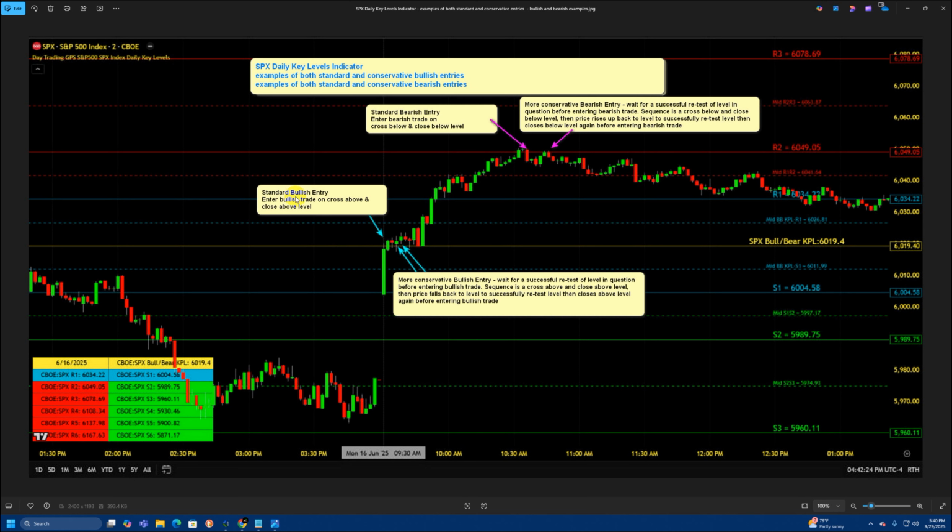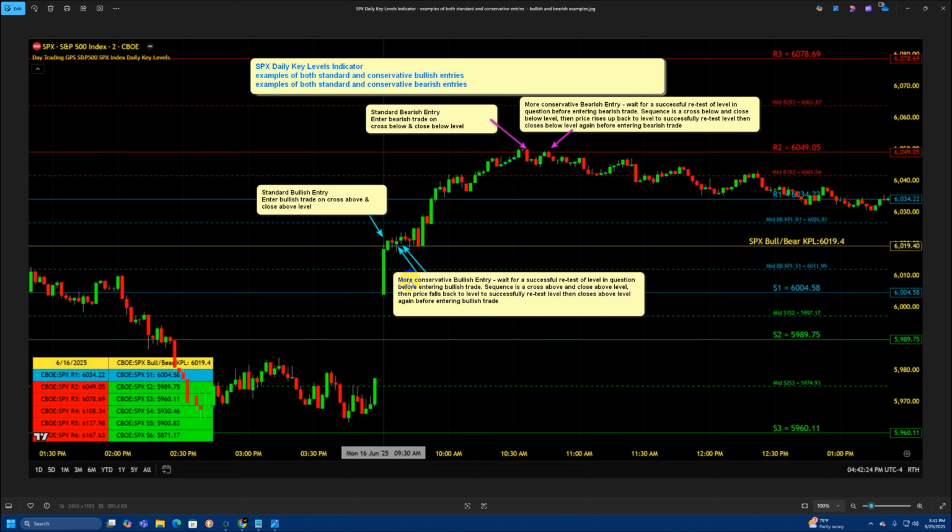So first off, we're going to look at bullish entries. So here we have a cross above and close above. We have a candle, the same candle, crossing above the level in question, in this case the bull bear KPL, but it would not matter what level it's on. Regardless of what level this is, you have a cross above and close above the level. That is your bullish entry on a cross above and close above the level in question.